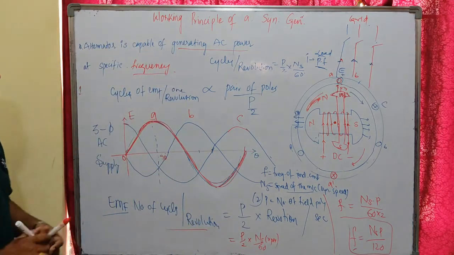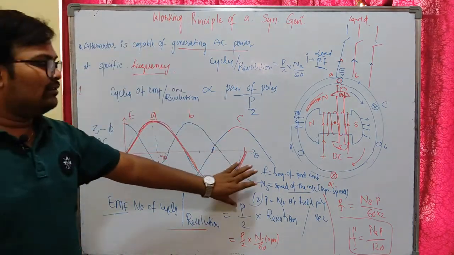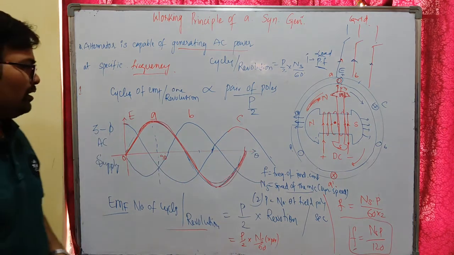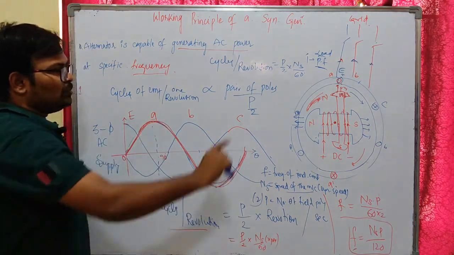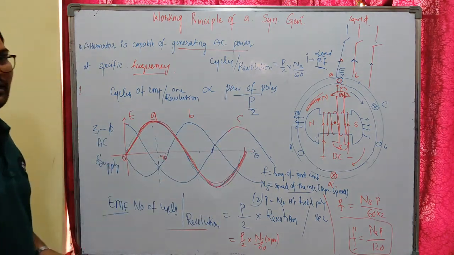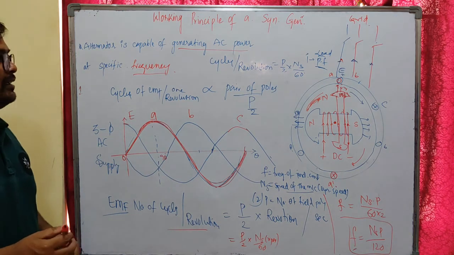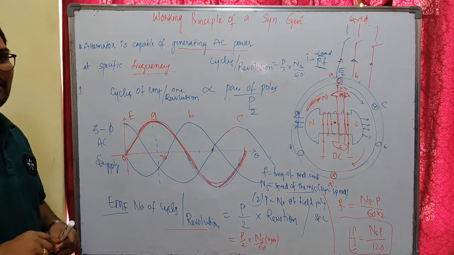I hope you understand. So far we have covered the working principle and the frequency of the EMF generated. To generate one cycle of EMF, two poles have to pass one conductor. That is the idea. In the next class we will be discussing armature reaction. Okay, thank you.